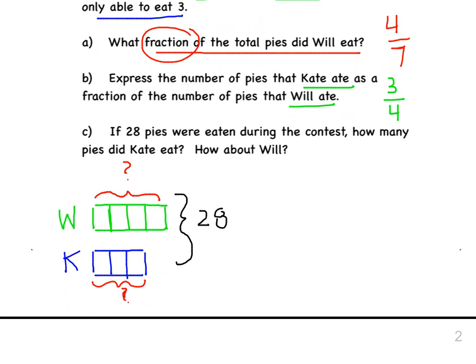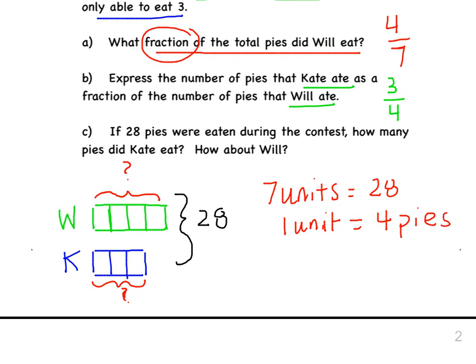All right, so we already mentioned that there are 7 units total, so we know that 7 units totals 28 pies. If I divide or take 7 into 28, that means that 1 unit on the ratio bar is equal to 4 pies. So each and every one of these little blocks is equal to 4. 4 whole pies. Wow, that's a lot of pie. Better like banana cream pie.